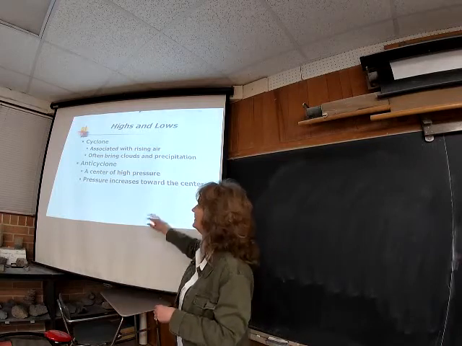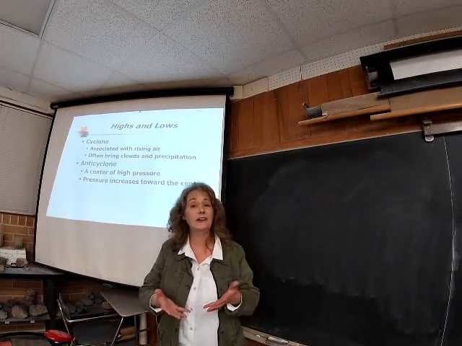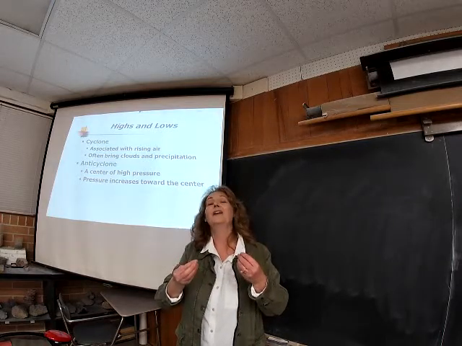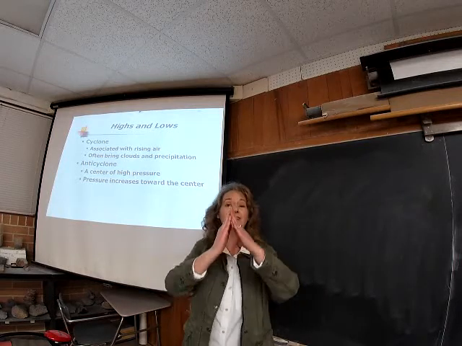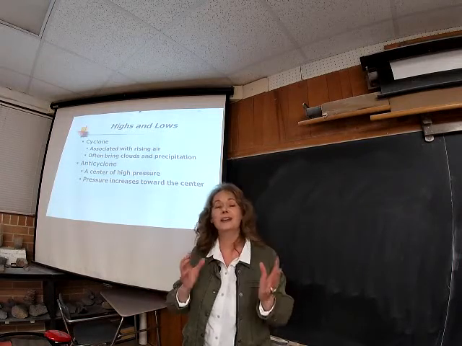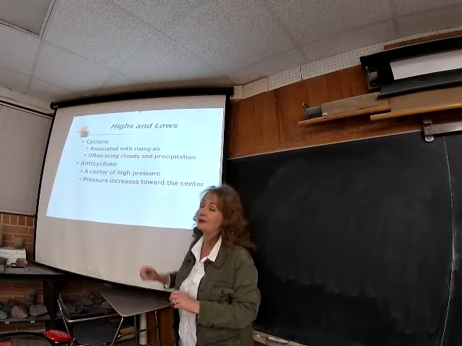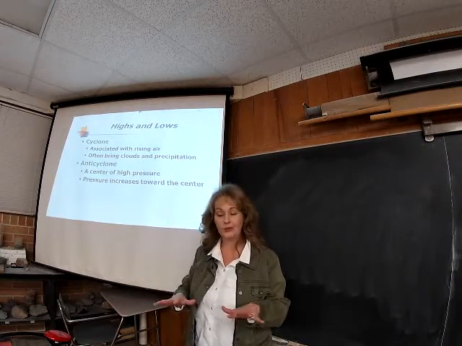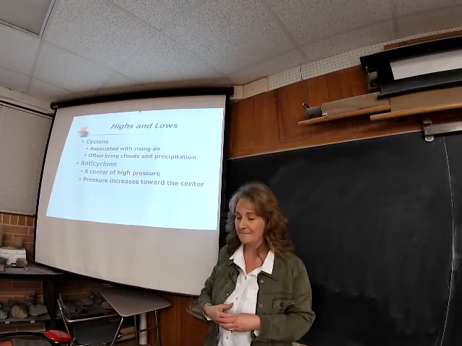It's a low pressure system, so it is associated with rising air, low pressure at the center, right? Winds are converging at the surface, air is rising, and it's all going in a counterclockwise motion, okay? That is going to bring you your clouds and precipitation. So that's horizontal and vertical, three-dimensional motion, okay?